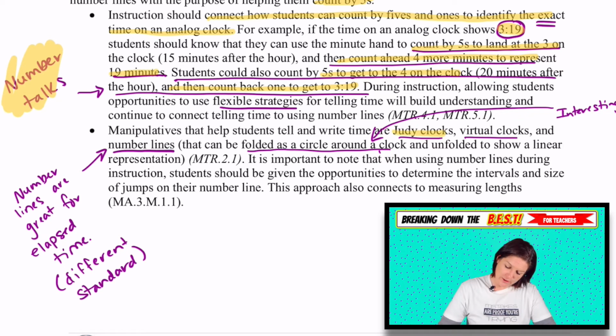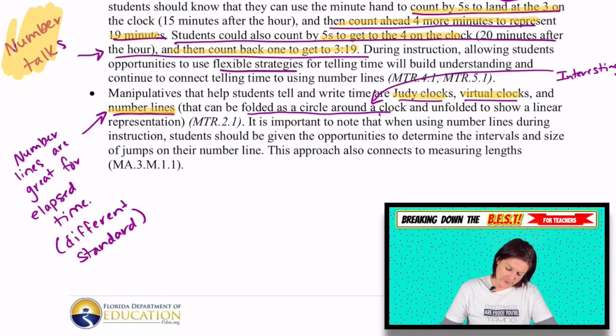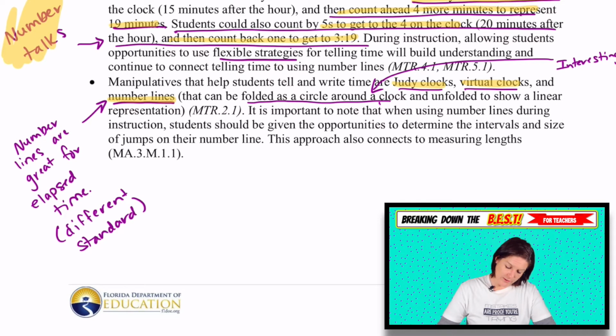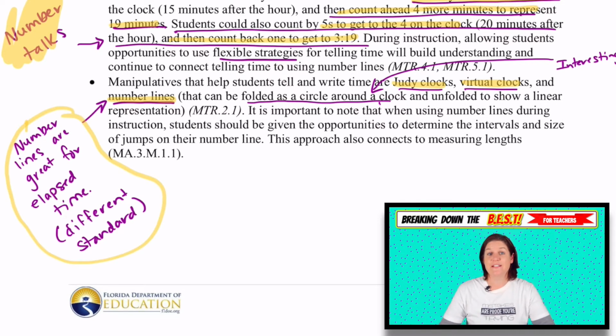Here I mentioned that Judy clocks are good, virtual clocks, and number lines. Here I mentioned that number lines are great for elapsed time, which we will see in a different standard coming up. And also they mention here folding a number line as a circle around the clock to show that it was a linear representation that has gone in a circle.